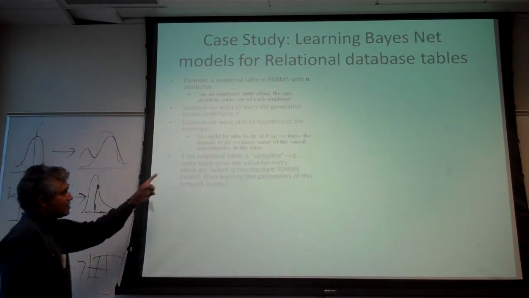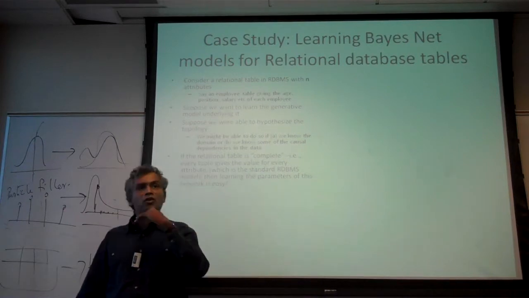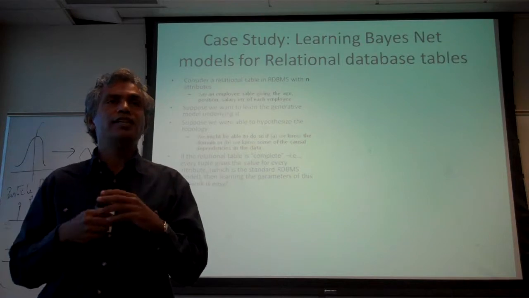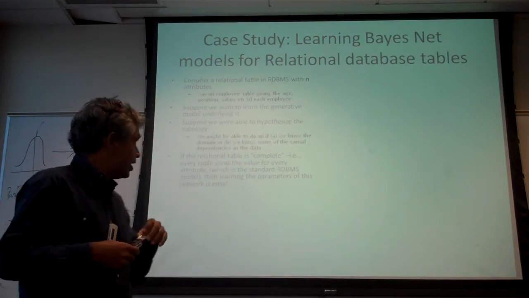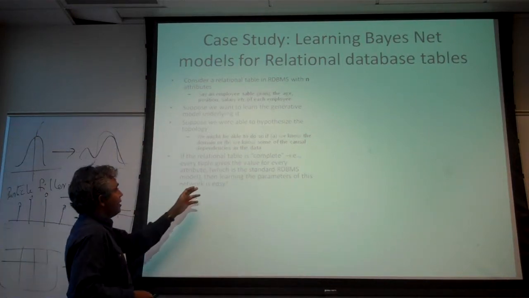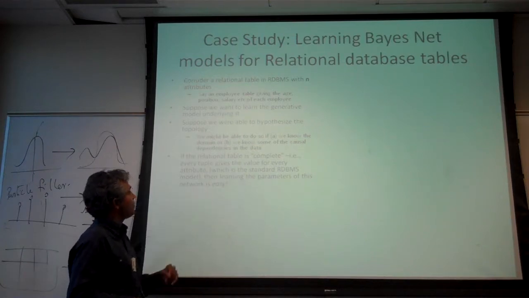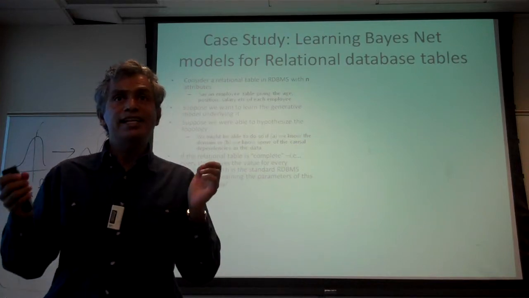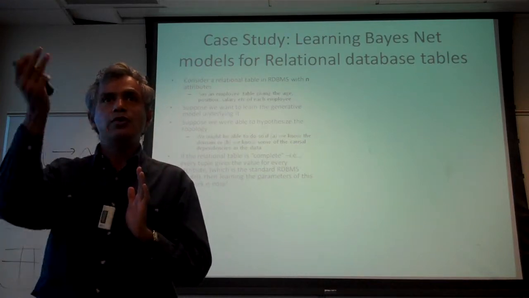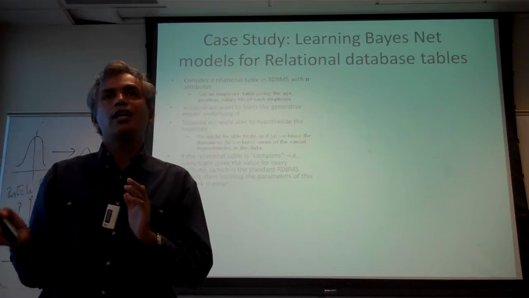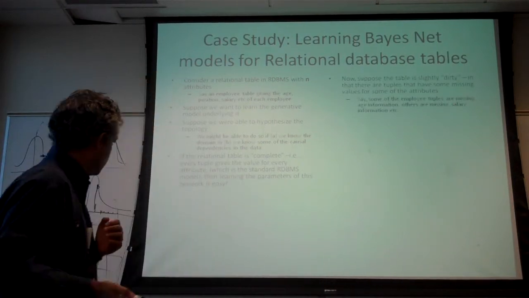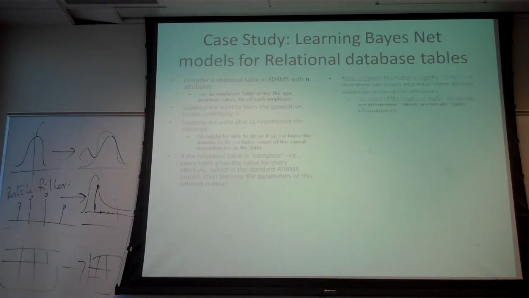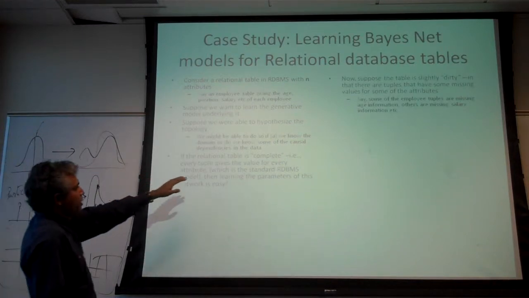Now, if the relational table is complete, that means there are no null values in the table. That means every row gives the values for each of its attributes. Then this is basically learning the parameters of the network using Bayesian learning. For the complete data case, it is extremely easy, because all you do is find the parameters by taking the ratios of the counts. That much we are fine.